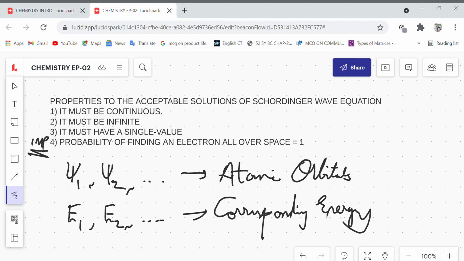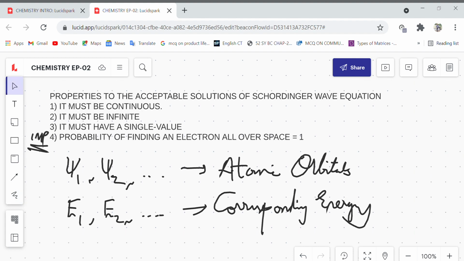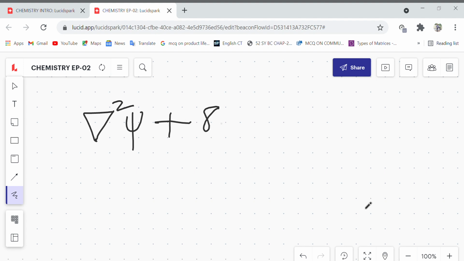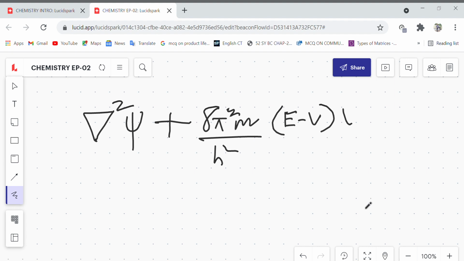Before that, let me write the Schrodinger equation in one of the most interesting manner. Just see: del square psi plus 8 pi square m by h square, into E minus V whole, into psi equal to 0. Then this was all about that.